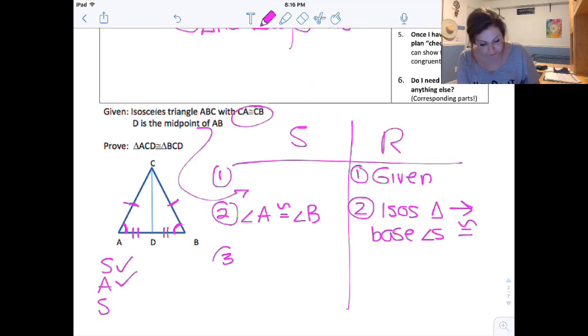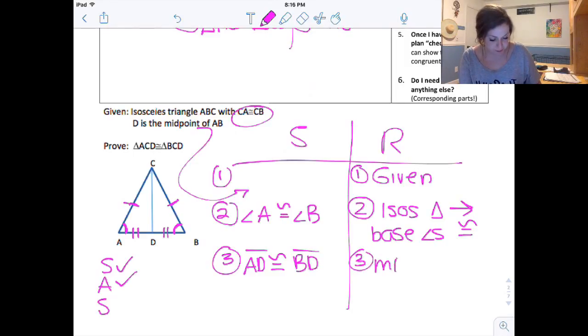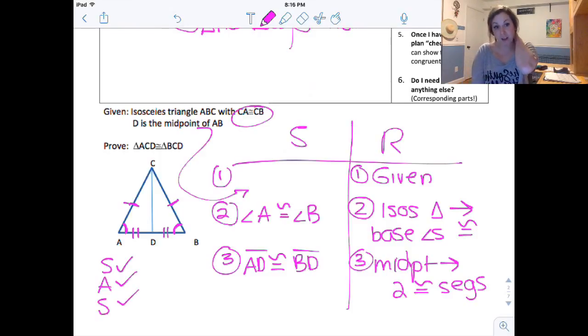Now, I need that other side. So they told me D was the midpoint, so I can say that AD must be congruent to BD. And that would be because midpoint implies 2 congruent segments. So, check, check, check. That allows me to say now that all 3 are checked off that my triangles are congruent.